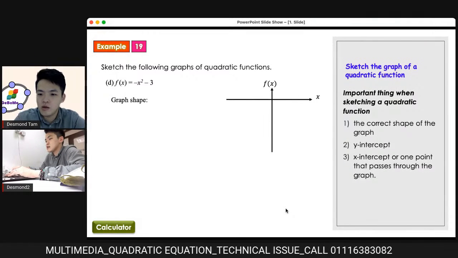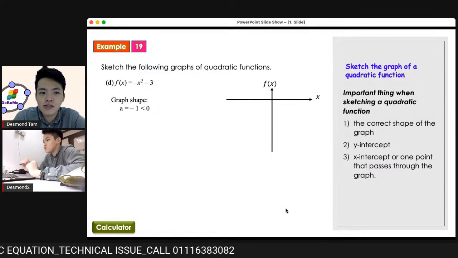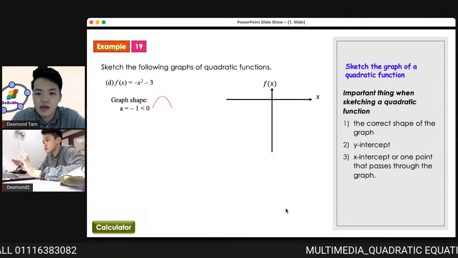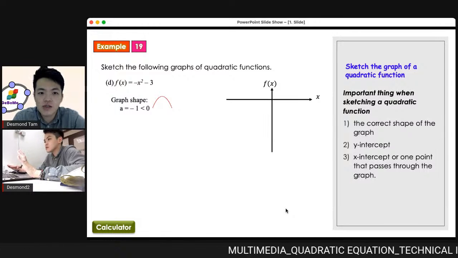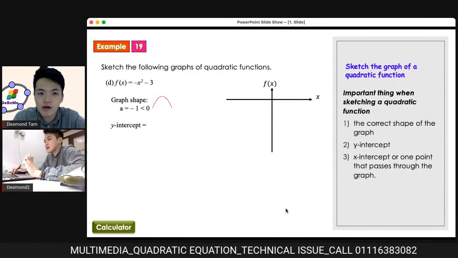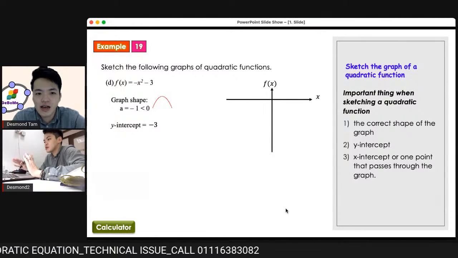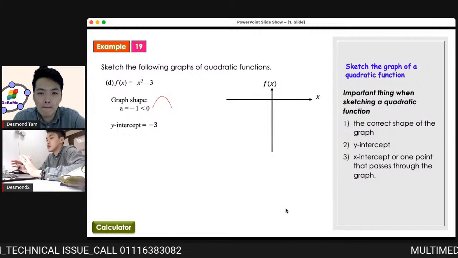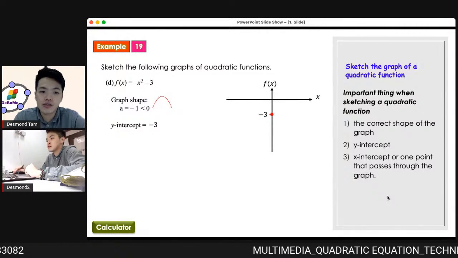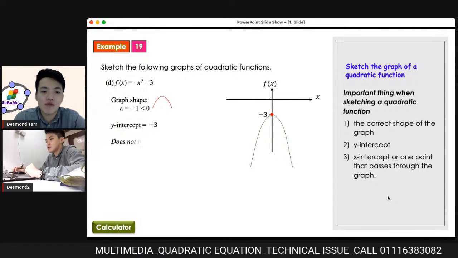Then there's the y-axis and the graph shape is a smaller than 0. So friends, you need to know how to do this, and then it is a sad face because it's negative. Negative feels very sad, right? Then the y-intercept is negative 3. How do I get negative 3? Because we look at the equation and see where it touches, which is negative 3 on the y-axis. For the x-axis itself, it does not touch.